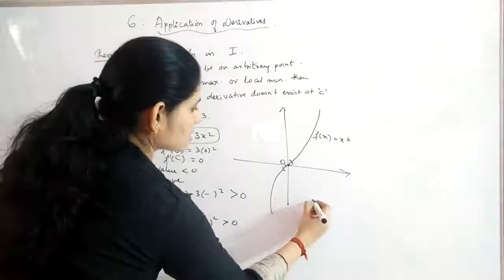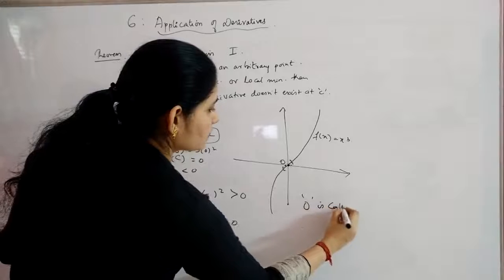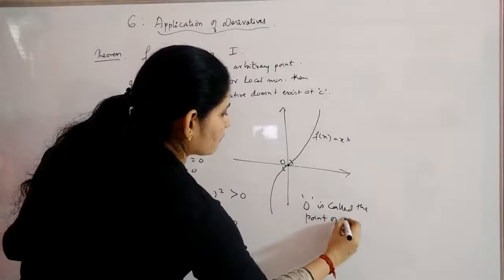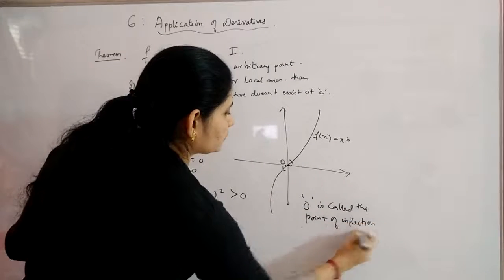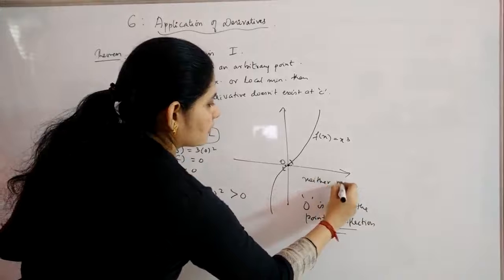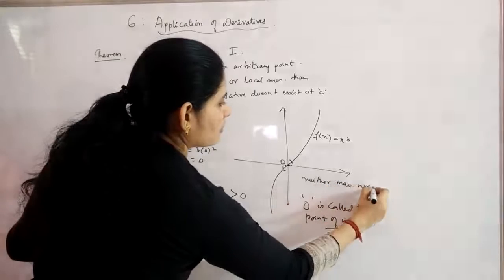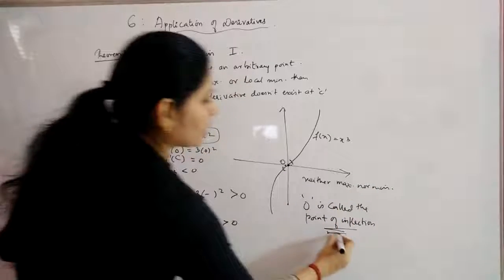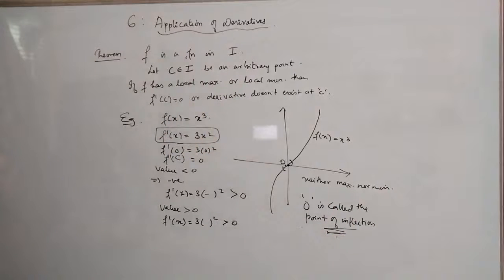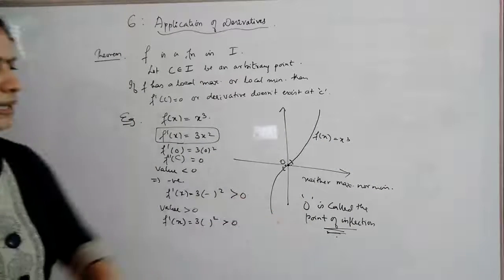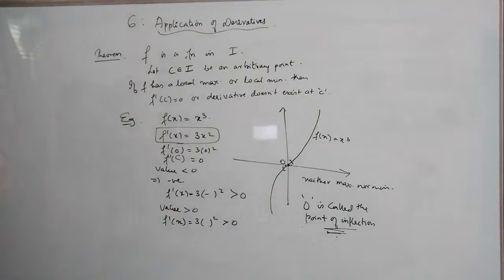That is, this point 0 is called the point of inflection. Neither maxima nor minima will give you a point of inflection. That means the derivative does not change its sign to the left and right of the point, then the point becomes a point of inflection.